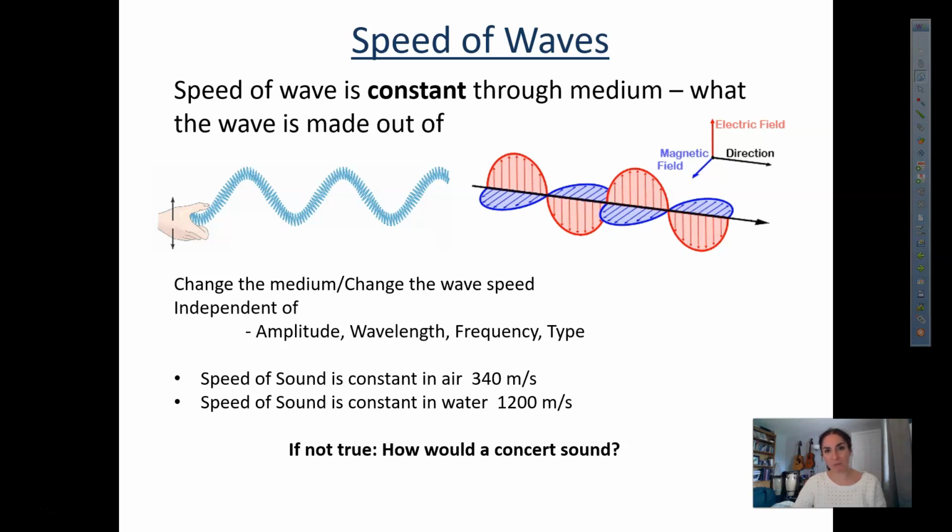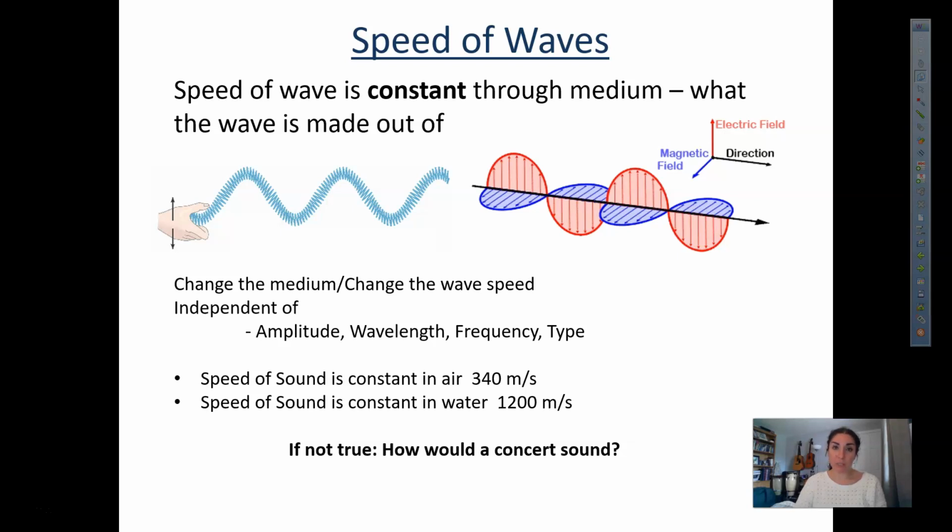Yelling doesn't make sound travel faster. Talking softly doesn't make sound travel faster. Using a high pitch does not make sound travel faster. Or a low pitch does not make a sound wave travel faster. It all has to do with what the wave is traveling in. That is the medium. What is it made out of?